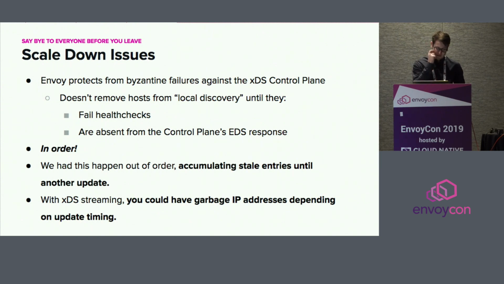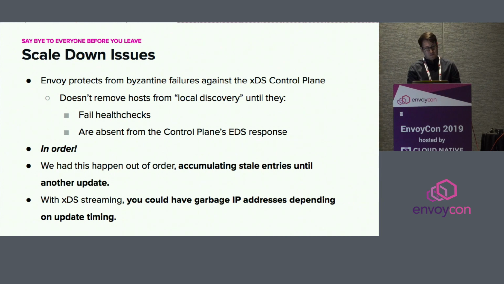The interesting thing here is that Envoy has some level of protection from a Byzantine failure from the xDS control plane. What I mean by that is that it respects its health checks quite a bit. So if the control plane were to just barf and tell you there's no more hosts for something, as long as the health checks are still rolling, Envoy is going to be fine with that and just keep using those hosts. So what ends up happening is Envoy has to see that the health checks have failed and that the hosts are absent from a control plane EDS response to remove the host from local discovery.